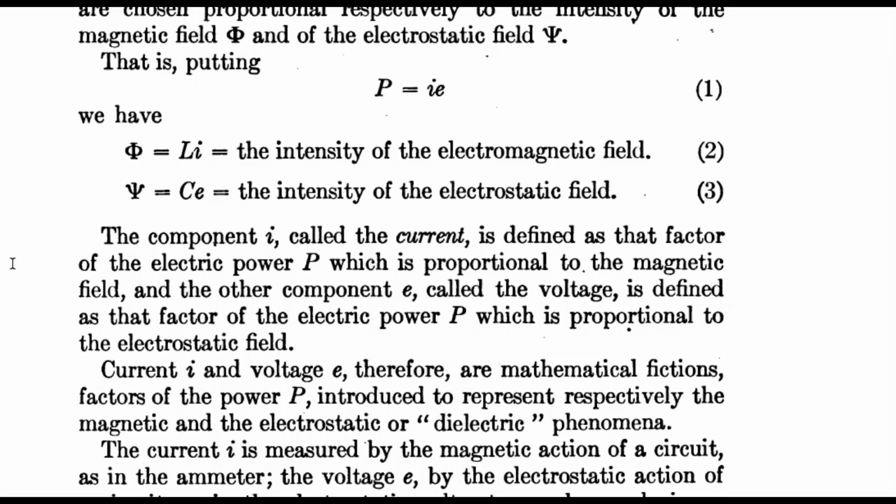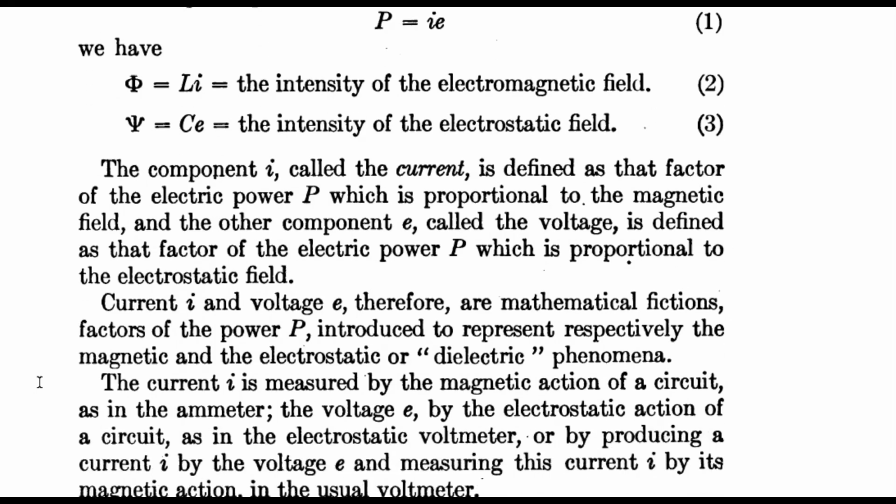Phi is equal to L times I and represents the intensity of the electromagnetic field. Psi is equal to C times E and represents the intensity of the electrostatic field. The component I, called the current, is defined as that factor of the electric power P, which is proportional to the magnetic field, and the other component E, called the voltage, is defined as that factor of the electric power P, which is proportional to the electrostatic field.